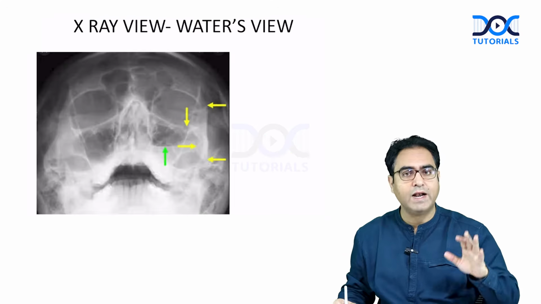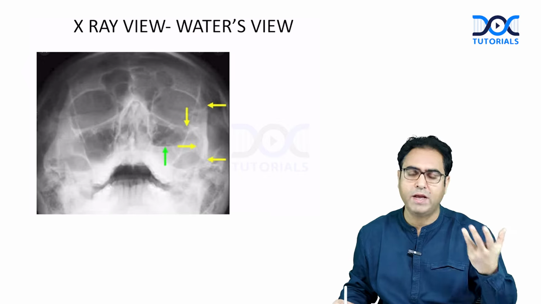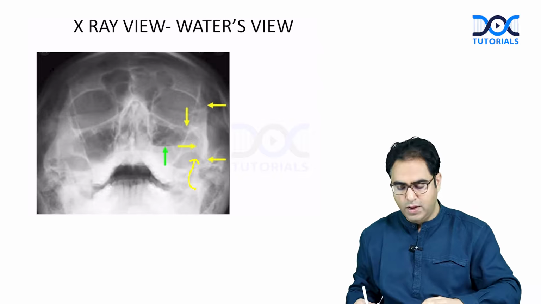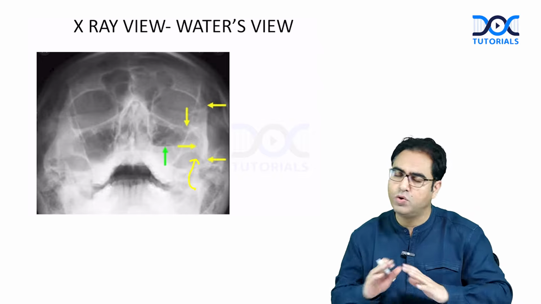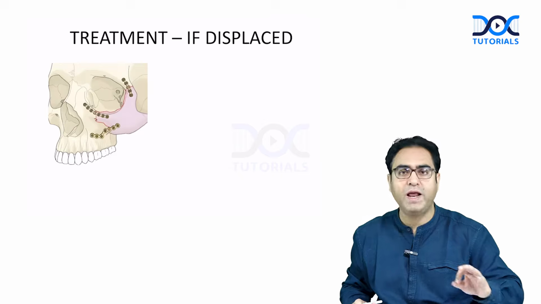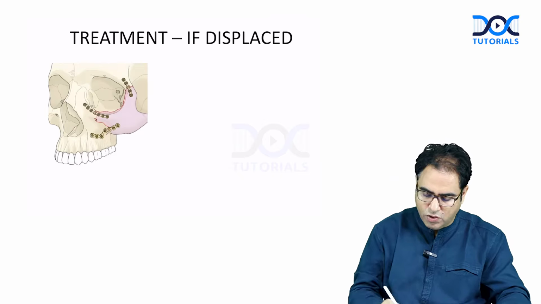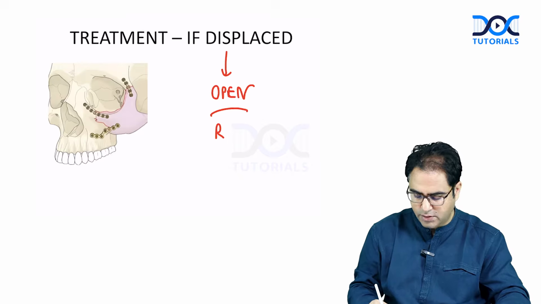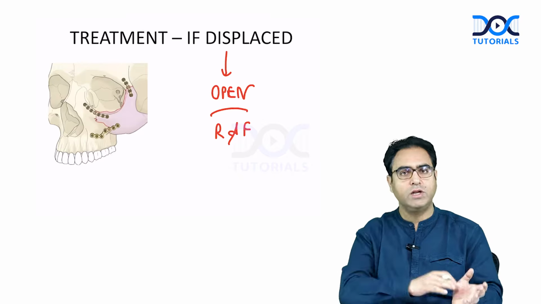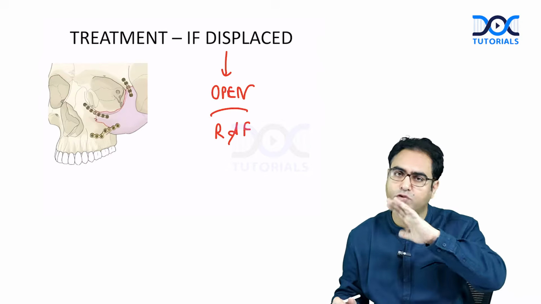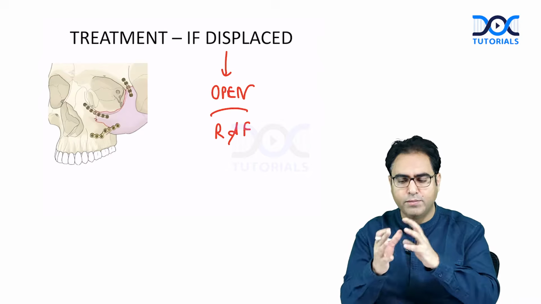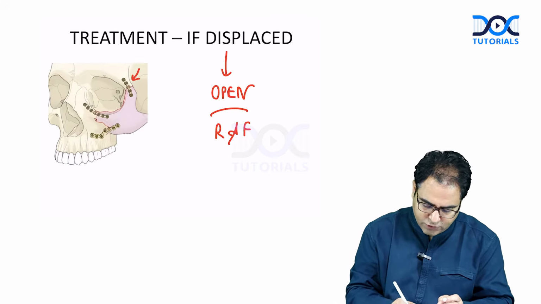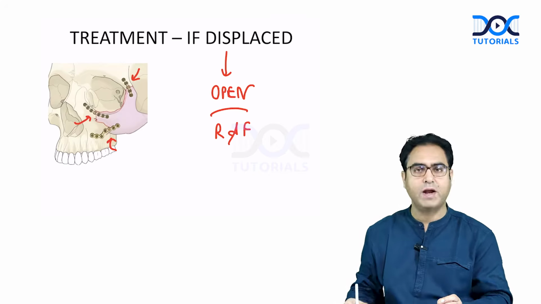Okay. Now, we can get an X-ray done, the usual X-ray PNS water view, and that shows the fracture of the zygomatic bone. And if it is an undisplaced fracture, no treatment is required. But if a displaced fracture is there, then you have to do open reduction and fixation. In nasal bone, we did closed reduction. Here, very complicated bone, open reduction and fixation. Like this, we have to put many mini plates over there to stabilize the fracture fragments.